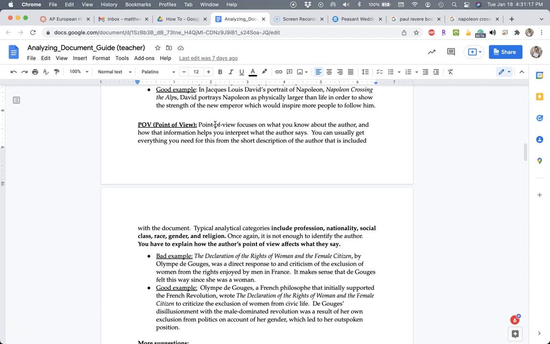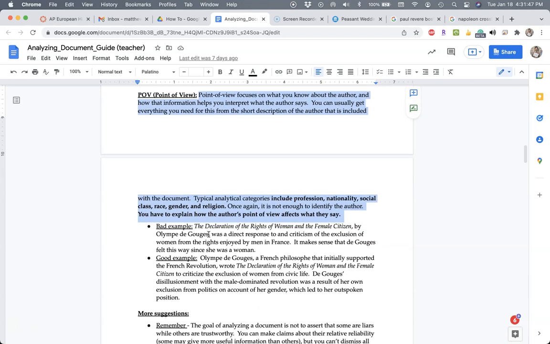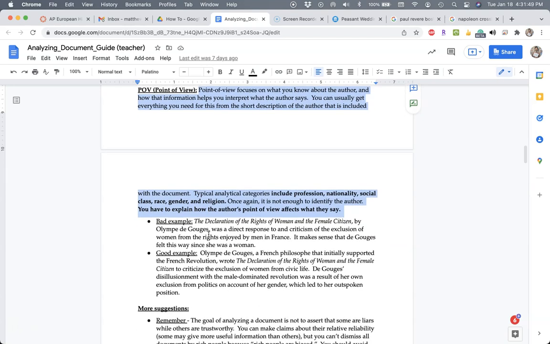So let's get to the last one, point of view. Point of view focuses on what you know about the author and how that information helps you interpret what the author says. You can usually get everything you need from the short description of the author that is included with a document. Typical analytical categories include the profession of the person, nationality, social class, race, gender, religion. Once again, it is not enough to identify the author. You have to explain how the author's point of view affects what they say.